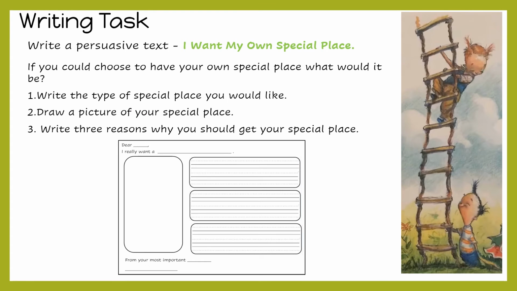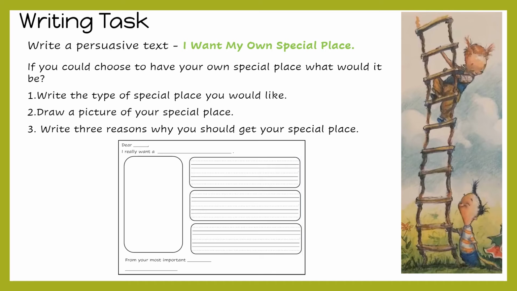Today's writing task, you're going to write a persuasive text, and the topic is I want my own special place. If you could choose to have your own special place, what would it be? Would it be a fort, a tent, a cubby house, or a tree house like Alex had? You can see your worksheet today.